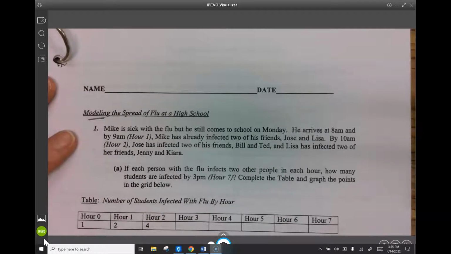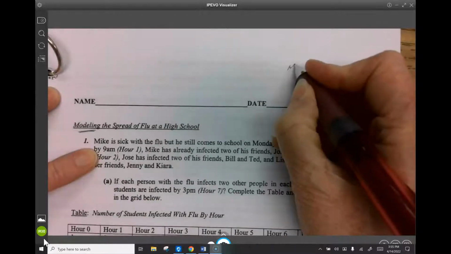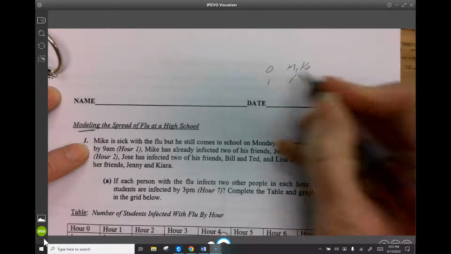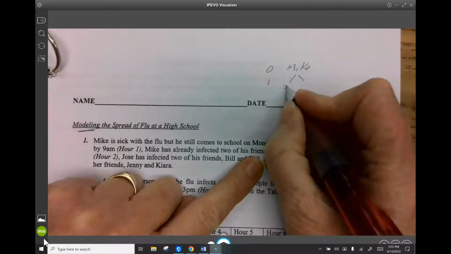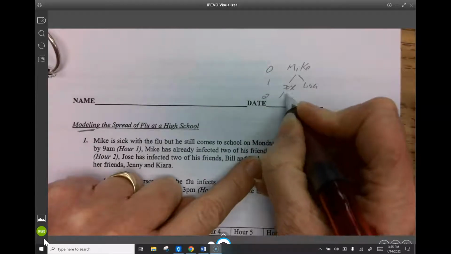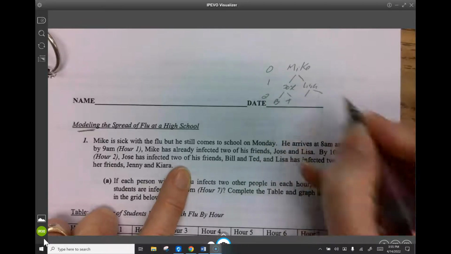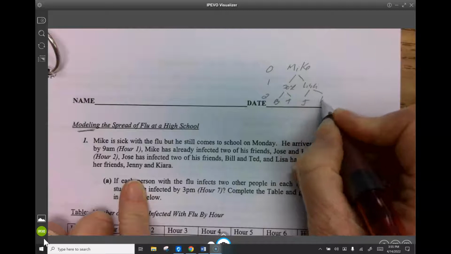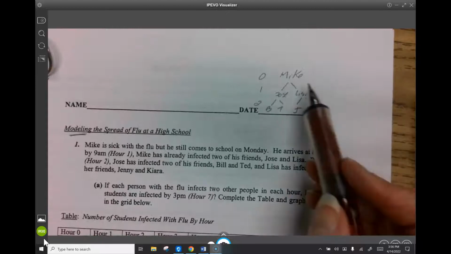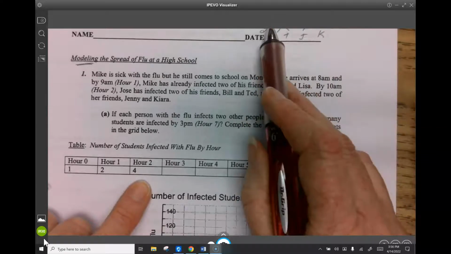So for me, and I could see something like this on an EOC test, let's look at what's happening. So here's Mike, and here's hour 0. He has it. By hour 1, he has infected 2 of his friends, Jose and Lisa. Okay, that's hour 1. By hour 2, Jose has infected Bill and Ted, and Lisa has infected her friends Jenny and Kiara. Okay, that's hour 2. So see where they're getting this. Hour 0, hour 1, hour 2.